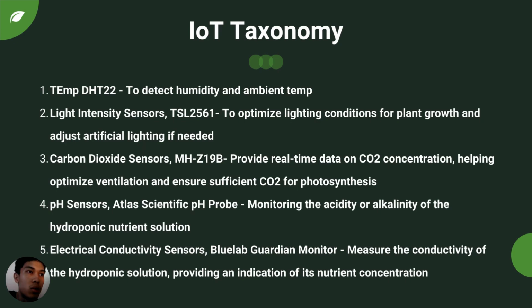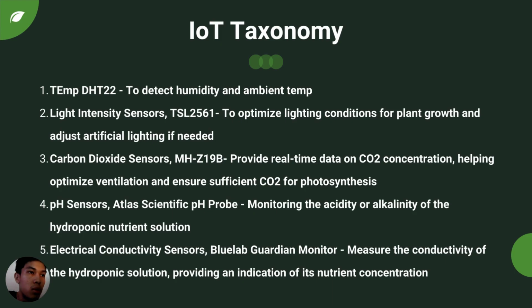Next, IoT taxonomy. I use five sensors. Number one is the temperature sensor DHT22, to detect humidity and ambient temperature. Light intensity sensor, which is the TSL2561, to optimize lighting conditions for plant growth and adjust artificial lighting if needed. Carbon dioxide sensor MHZ19B, to provide real-time data on CO2 concentration, helping optimize ventilation and ensure sufficient CO2 for photosynthesis.